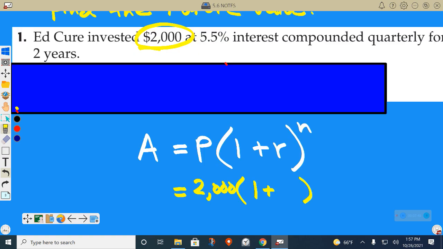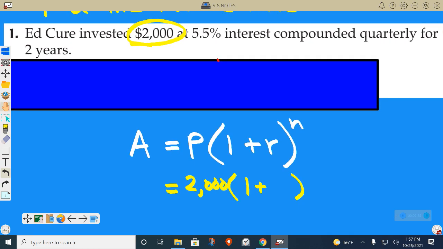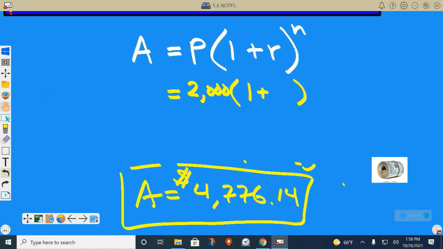So how many times is the interest tacked on? Anybody? How many times does the interest grow per year? Quarterly, which means what, Mr. Campos? 4. 4 times a year. In other words, every 3 months. Thank you. So before I replace R, let me talk about R real quick.